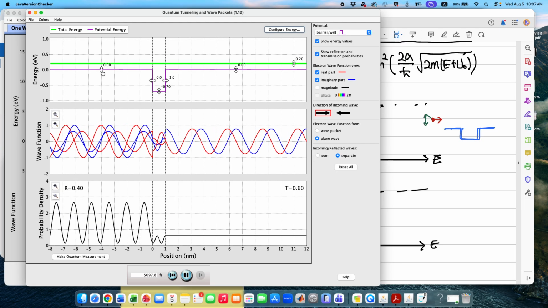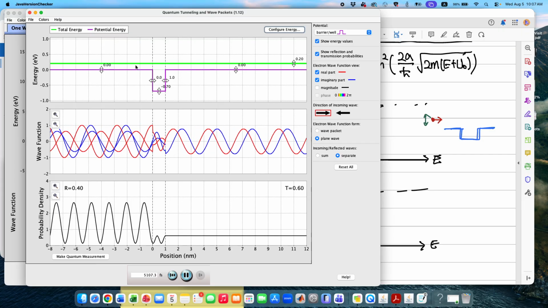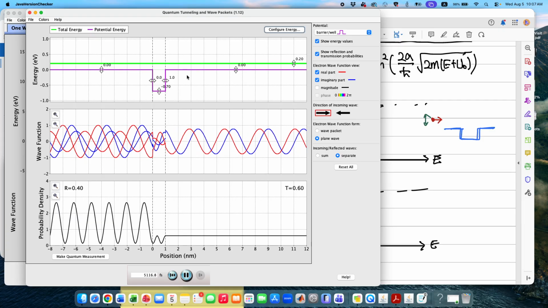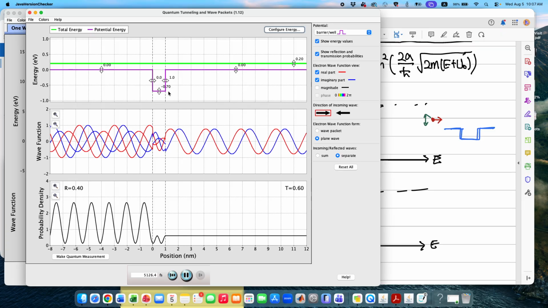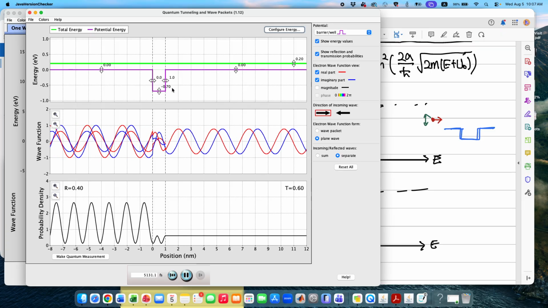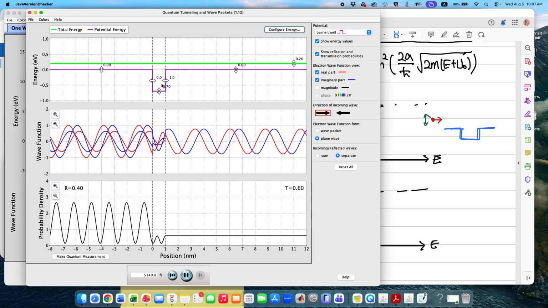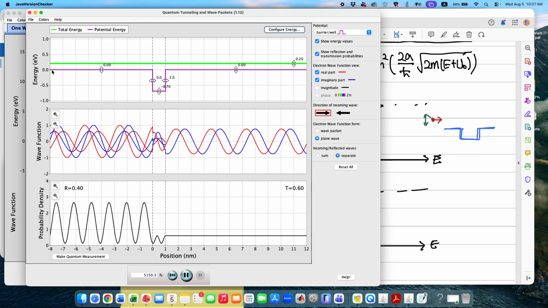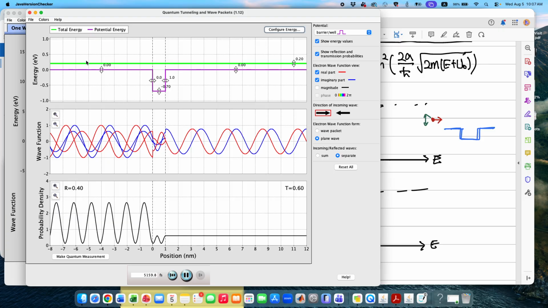The green one is the particle energy, or the wave energy, and this purple one is essentially the potential, right? The finite square well. In this case, the energy difference between the bottom of the well and the top of the well is 0.7 electron volt, okay? And then the particle energy is above the top of the well, that is essentially 0.2 electron volt.